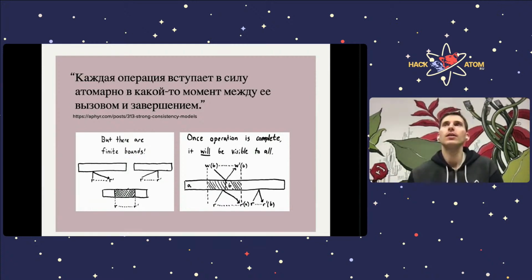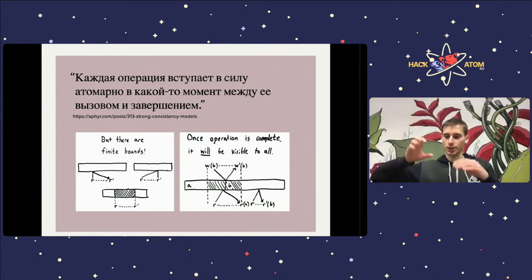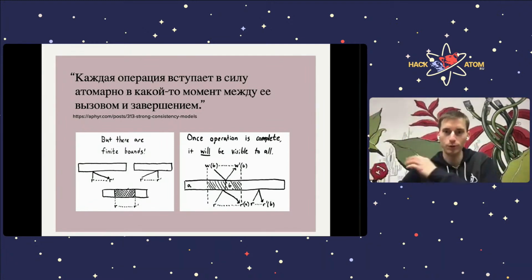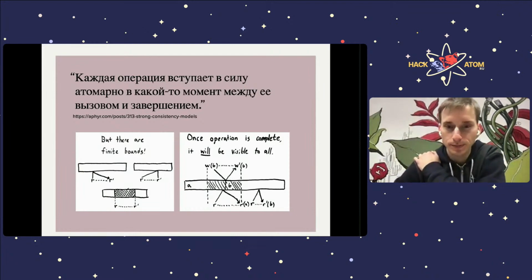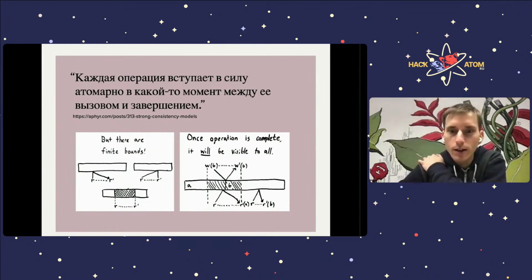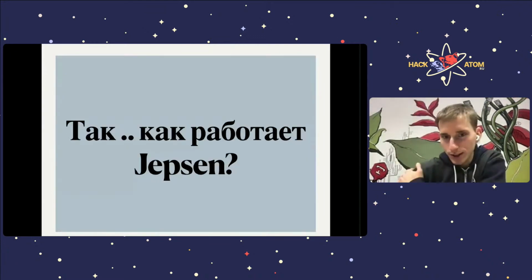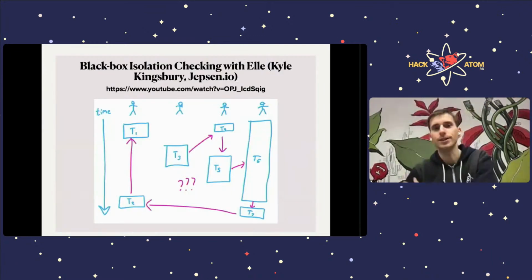Linearizability is when all the transactions are kind of atomic. There is a single way to build the history where transactions are following each other at every moment in time in a linear fashion. So how does Jepsen work?